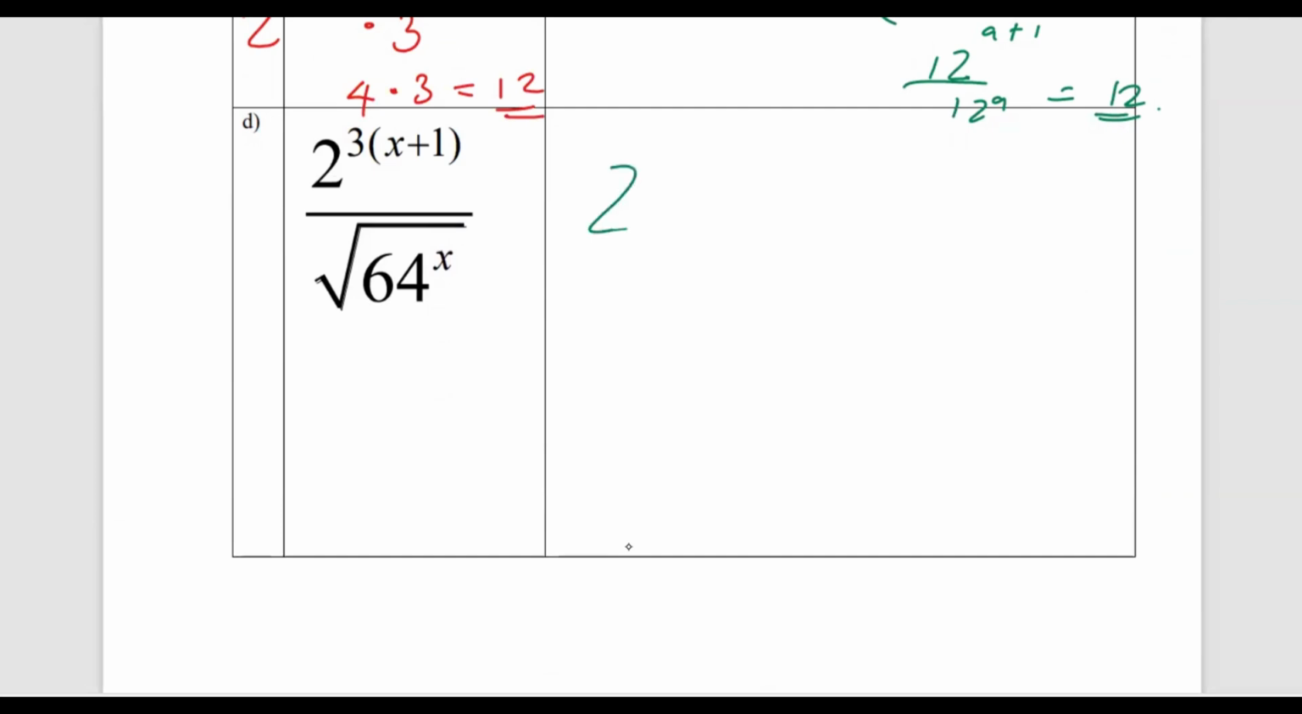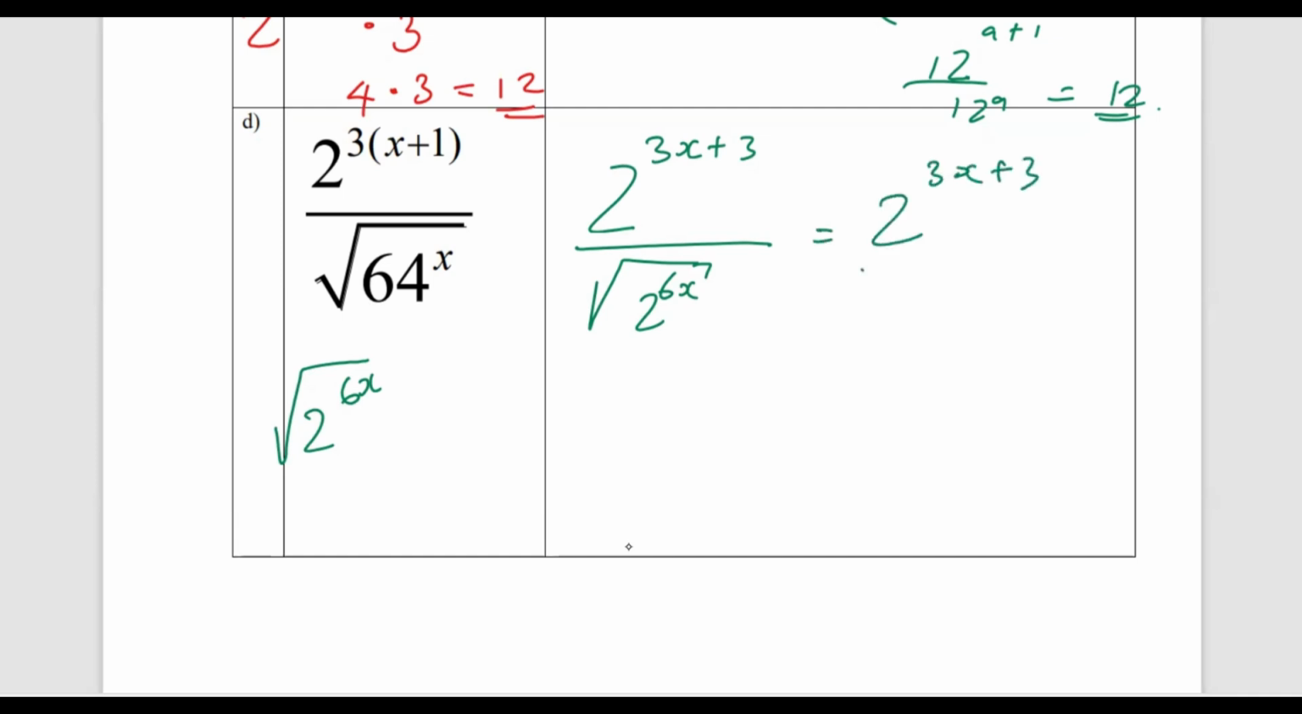Let's open up the bracket. So it's going to be 2 to the 3x plus 3 over, we know that 64 is the same as 2 to the 6, no? So that's going to be like the square root of 2 to the 6x. Whenever we are finding the square root, we divide the exponent by 2, that is, multiply by a half. So this is going to be the same as 2 to the 3x plus 3 over 2 to the power of 6x divided by 2, which gives us 3x.